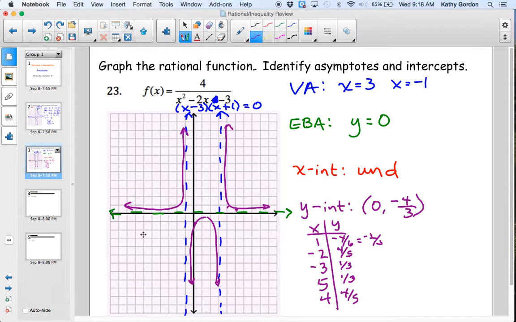All right, so for all of you who said, I forgot how to get vertical asymptotes, I forgot how to get horizontal asymptotes, I'm not really sure how I'm supposed to get intercepts, are we all good now? Does that refresh your memory? Any questions still at this point about the rationals?